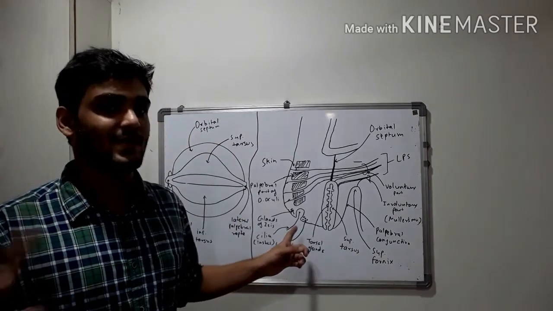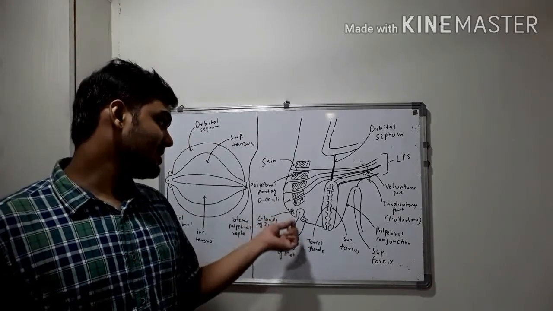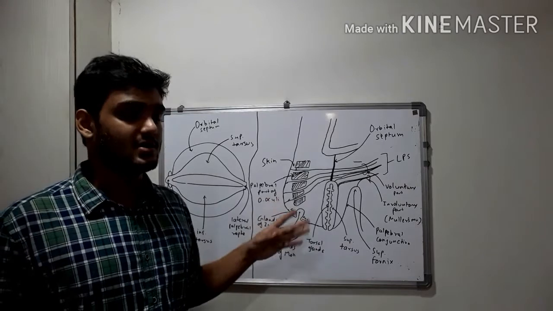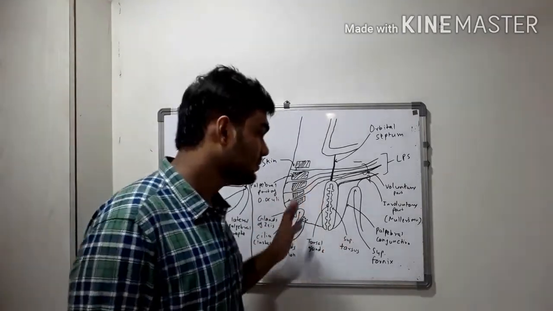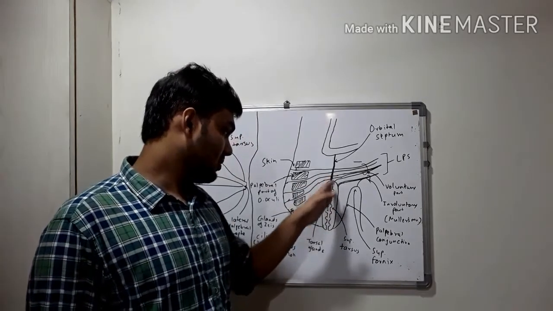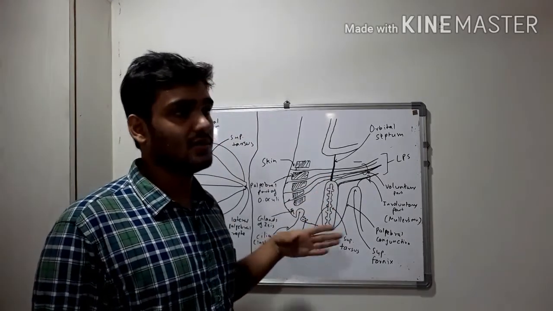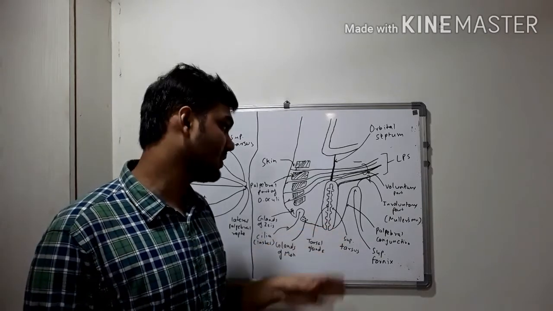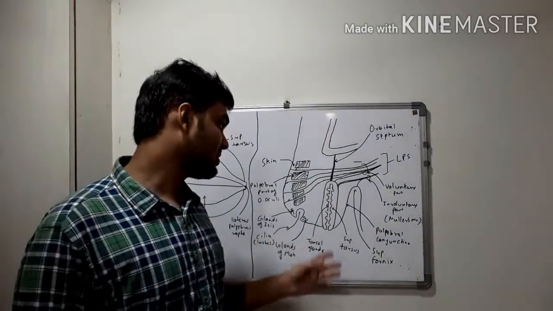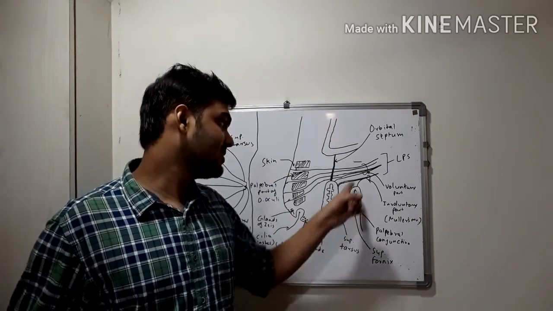Glands are associated with the palpebrae. The glands near the eyelashes are glands of Zeiss and Moll, which are sebaceous and sweat glands respectively. And embedded in the tarsi, we have the sweat glands, sebaceous glands known as meibomian glands or tarsal glands. And adherent to the posterior surface of tarsus, we have the palpebral conjunctiva.